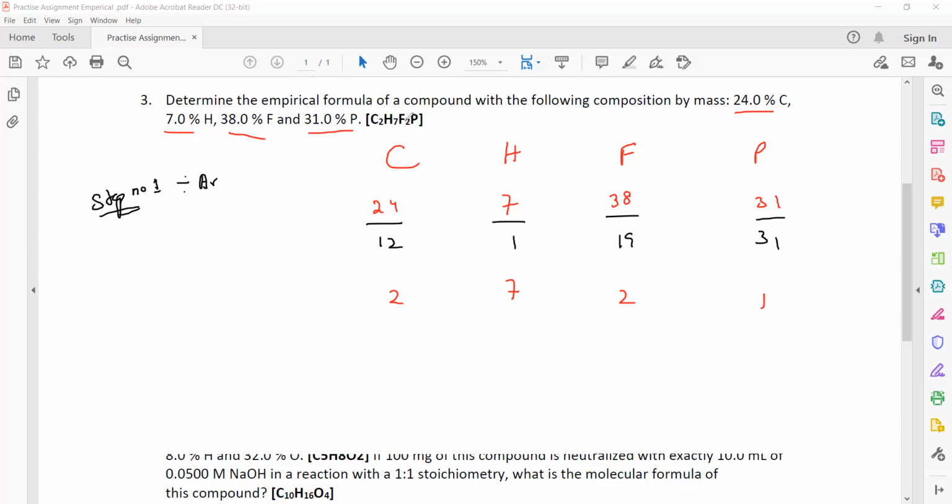Then what is step 2? Step 2, we divide by the smallest value. The smallest value is 1. If I divide all these numbers by 1, it will not make a difference to the answer. So the final answer will be 2, 7, 2, and 1. This compound contains 2 carbon, 7 hydrogen, 2 fluorine, and 1 phosphorus. We don't have to write the 1 for P, but if we write P, that is also correct.